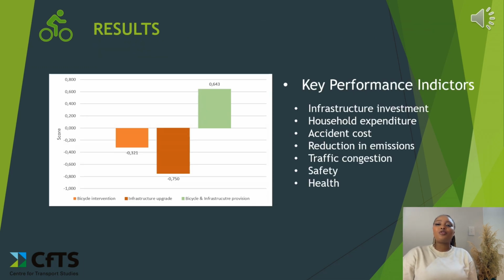Although several key performance indicators were identified for the study, only those with reliable and available data were used for this assessment. To evaluate the intervention archetype, a multi-criteria analysis was conducted. And based on this multi-criteria analysis, as you can see, the case that scored the highest was case 4, which would be the intervention through bicycle distribution as well as infrastructure upgrade.